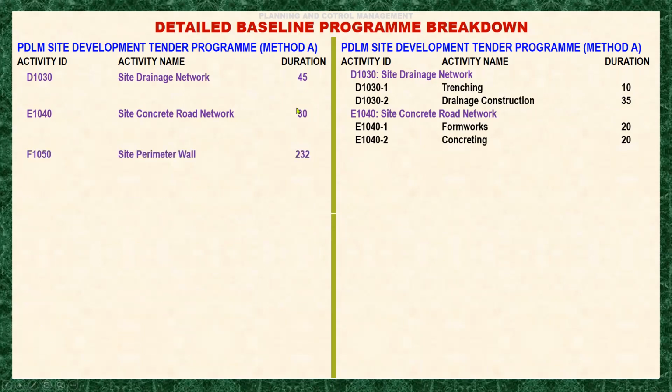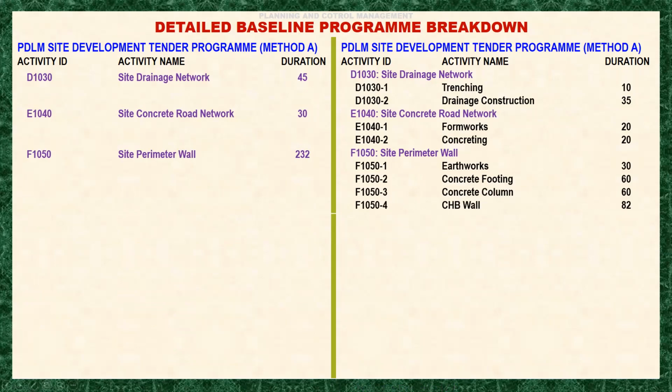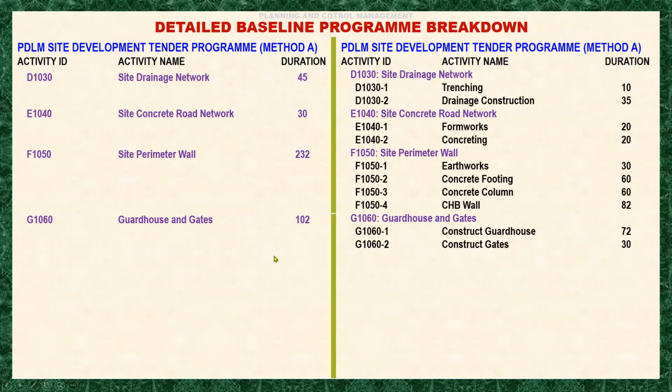Okay. Next is the site perimeter wall, which is 232 days, a longer duration. So it will be broken down into 4 activities: earthwork, concrete footing, concrete column, and CHB wall with corresponding durations. And this could also have an overlapping duration. We will see later. Next is the gatehouse and gates. It is also broken down into 2 tasks, 70 and 30 days. That is a finish to start relationship.